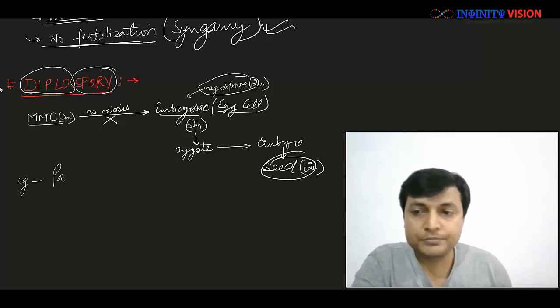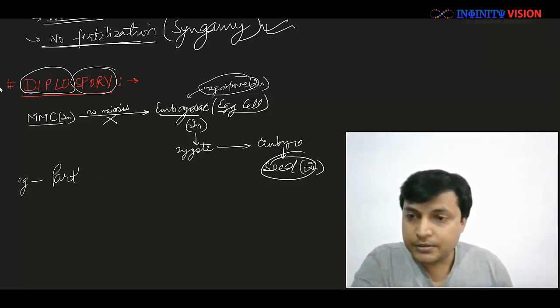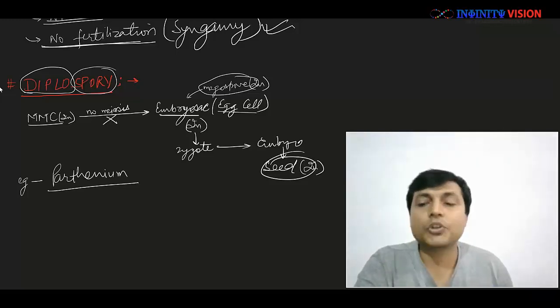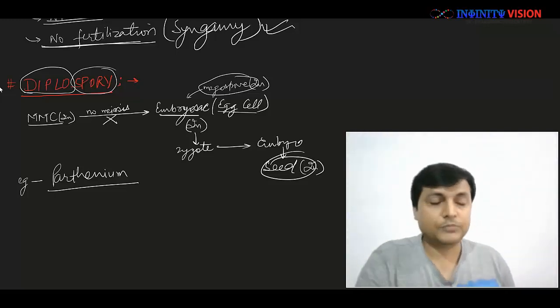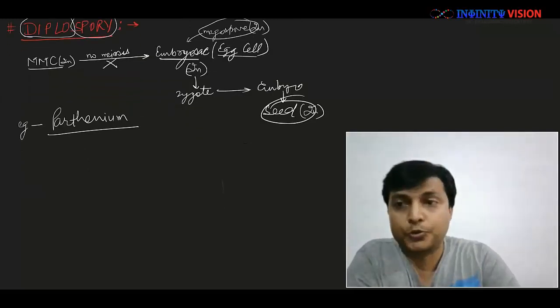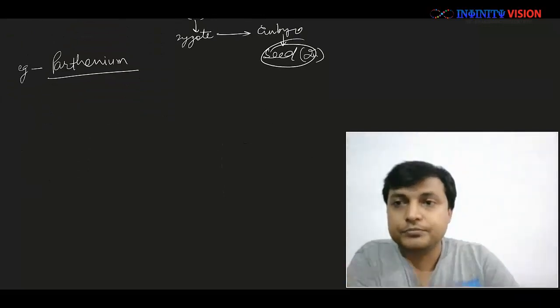Example where it is found: Parthenium. Okay. So diplospory is majorly found in Parthenium. So this is one type of agamospory. What is the other? Let us see.